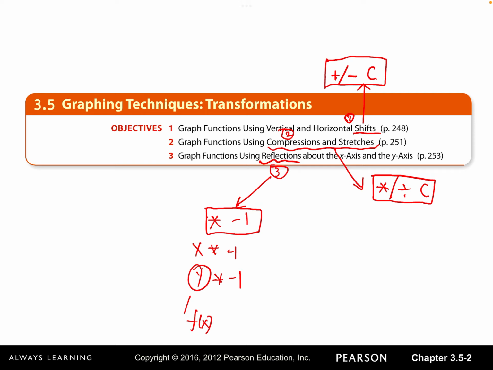If you can remember those, at least what transformation techniques you need to use is clear. Shift is adding or subtracting a constant. Stretch, compress is multiplying or dividing by a constant. And reflection is either x times negative 1 or y times negative 1. All right, so remember that. And then the details, we're going to look at one by one.